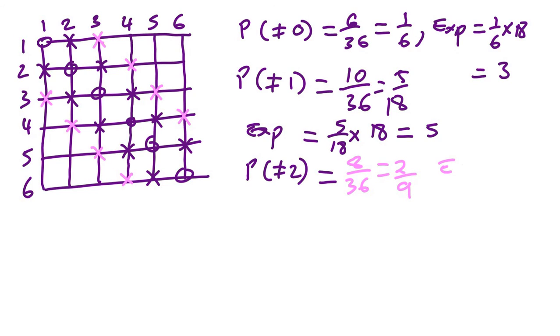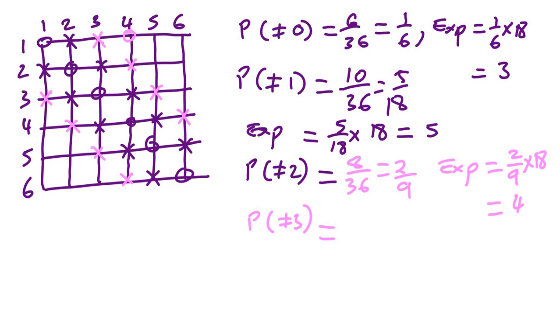So the expectation, I just try here, the expectation is 2 9ths times 18. So 2 9ths times 18 gives me 4. That's the expectation. And then the probability of the difference is 3. The difference of 3 is 1 and 4. Okay, 1 and 4, difference is 3.